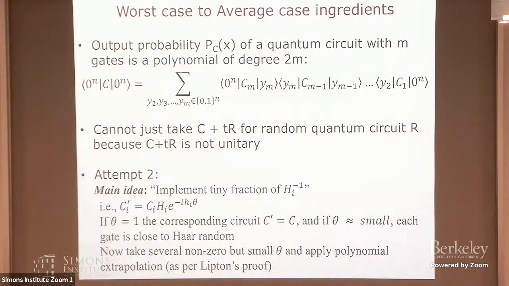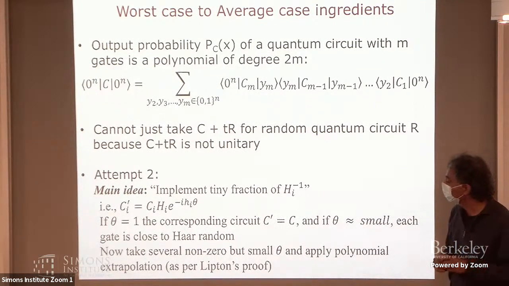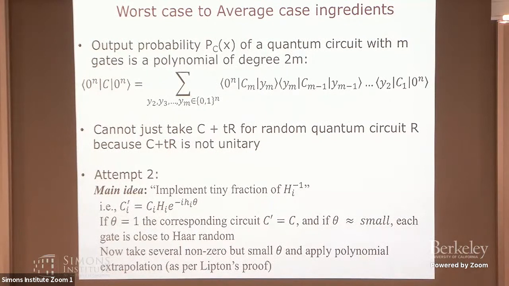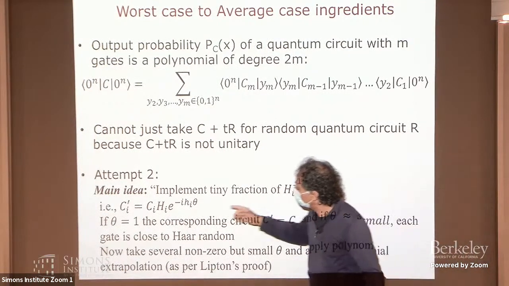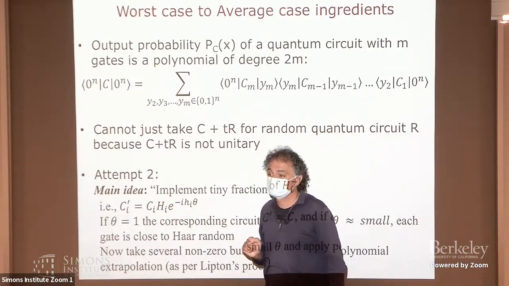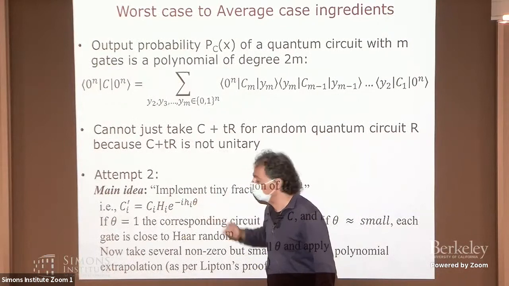Okay, so here's what we can do. The interesting thing in a quantum circuit is that if you can apply a gate, you can also apply the half of that gate, the square root of that gate, or any fraction of that gate. And so what we can do is, we won't quite apply this random gate R. We'll just dial it back by a tiny amount. So that's this theta here.